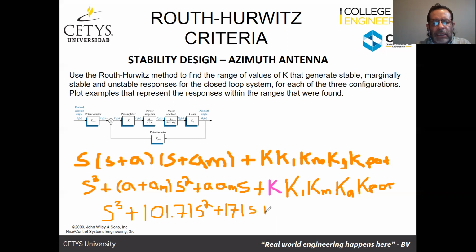And lastly, how much is all of this bunch of k's multiplied? K1 times km times ka times k pot. Can somebody give me that? 6.624. Okay, good. And that's going to be multiplied by k, which is the k that we don't know the value of.